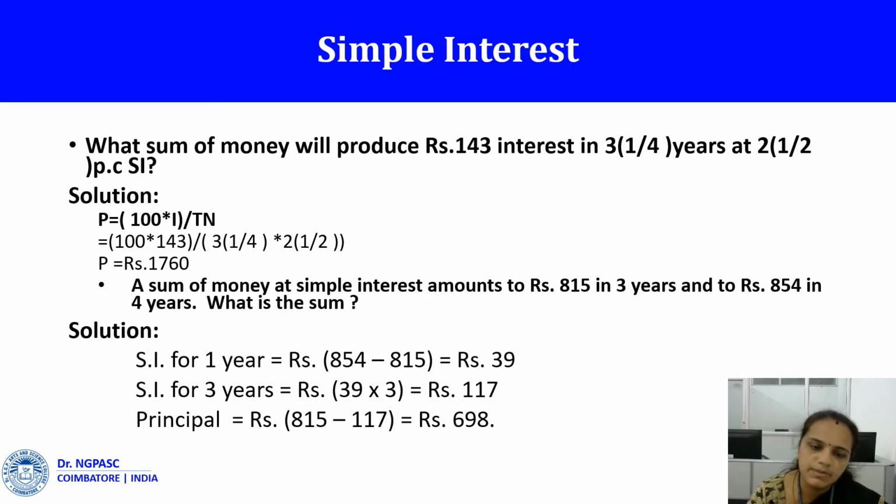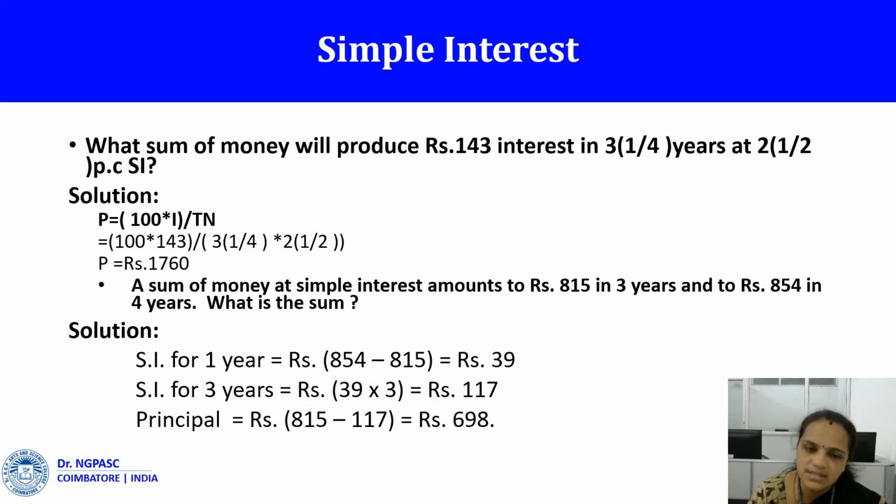We know that simple interest is equal to PNR by 100. Since we have to find P, P will be equal to 100 into I by NR. The interest is 143, and time is equal to 3 1/4 years, and the rate of interest is equal to 2.5 percentage. So the principal will be equal to 1760.